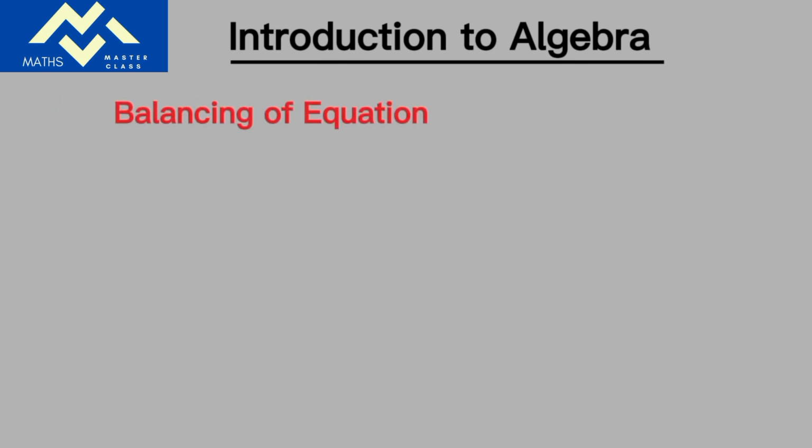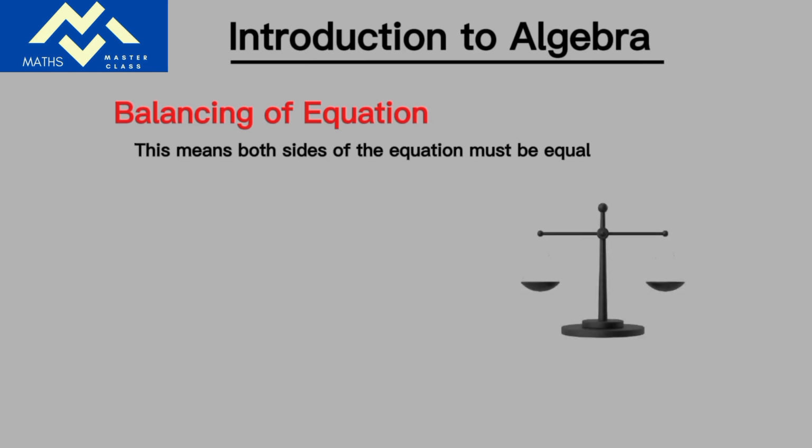Understanding equations and the equal sign. Now, let's talk about the equal sign. A lot of people think it just means "the answer is." But in algebra, it means both sides of the equation must be equal, like a balanced scale. For example, x plus 2 equals 5. This means the left side, x plus 2, must be equal to the right side, 5. When x is 3, both sides match. 3 plus 2 equals 5. That's a balanced equation. Algebra is all about keeping both sides balanced while solving for the unknown.